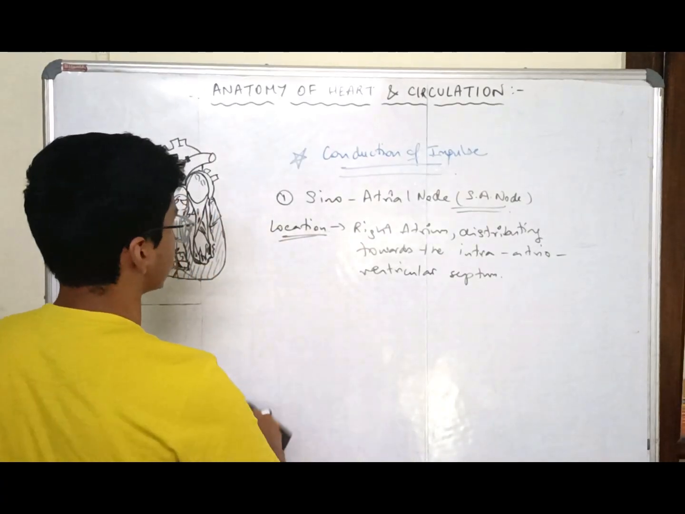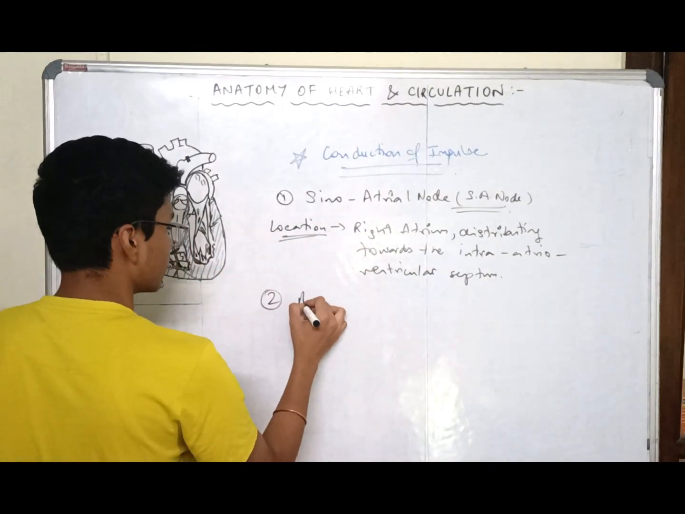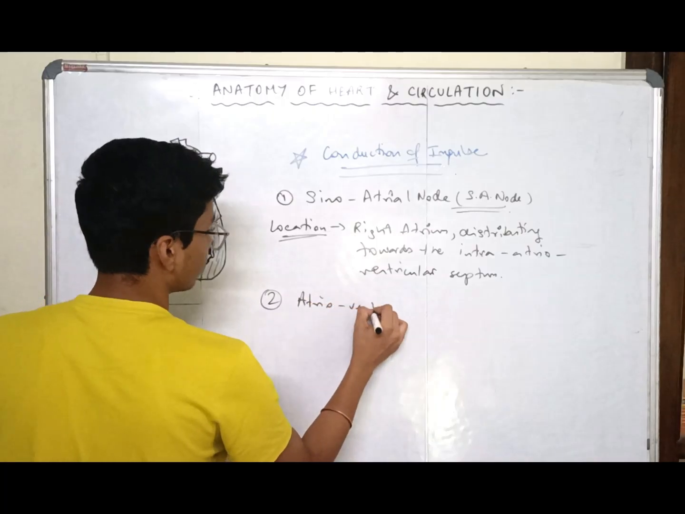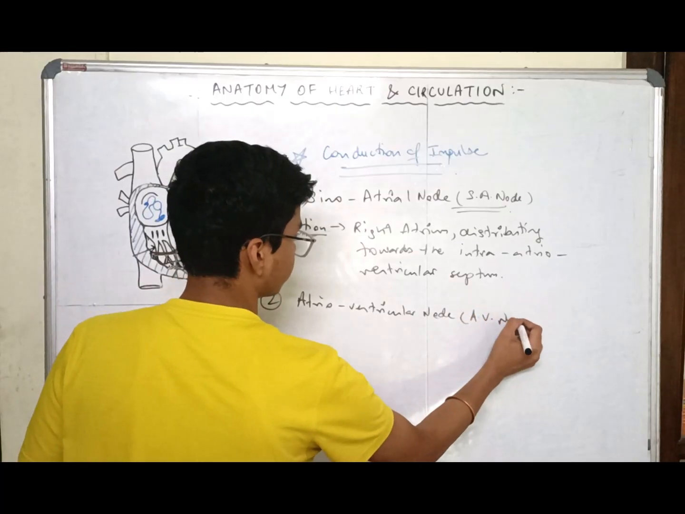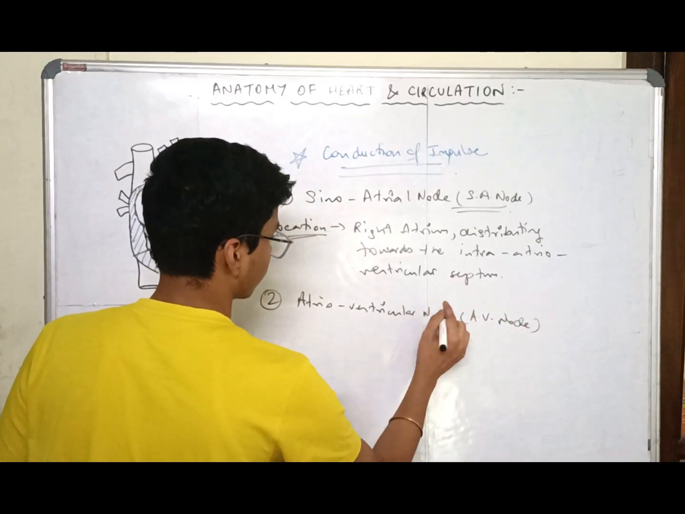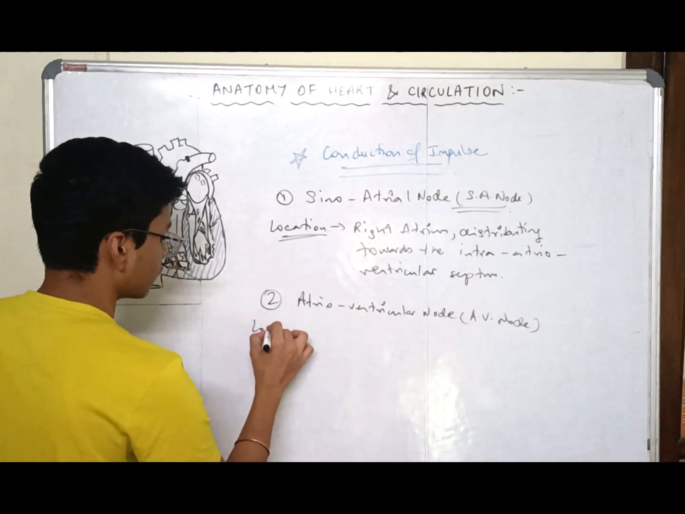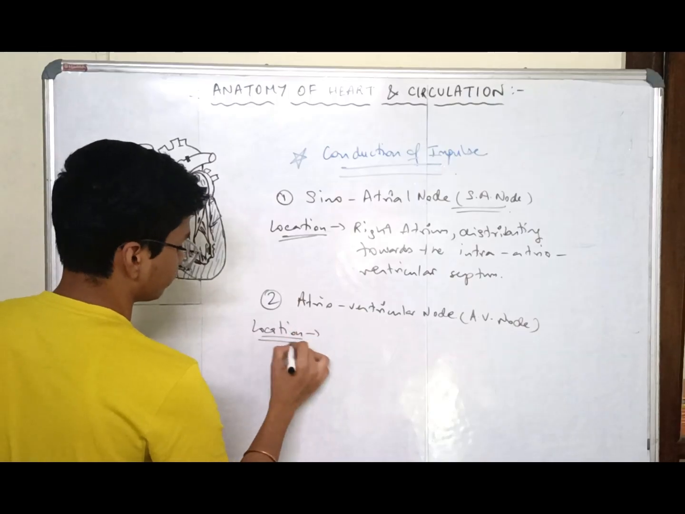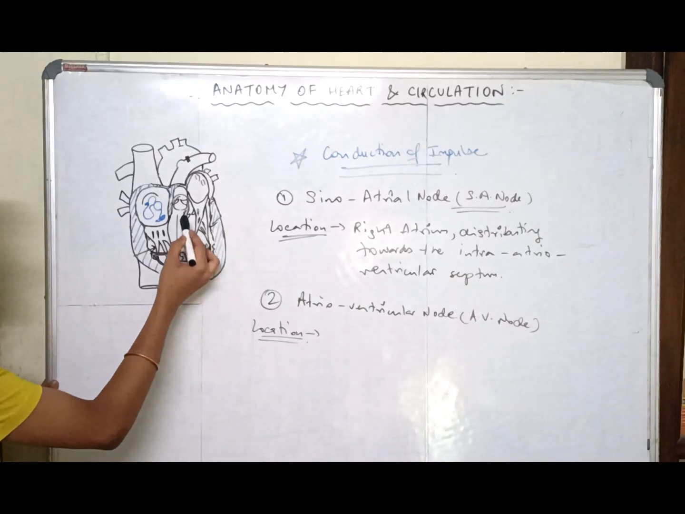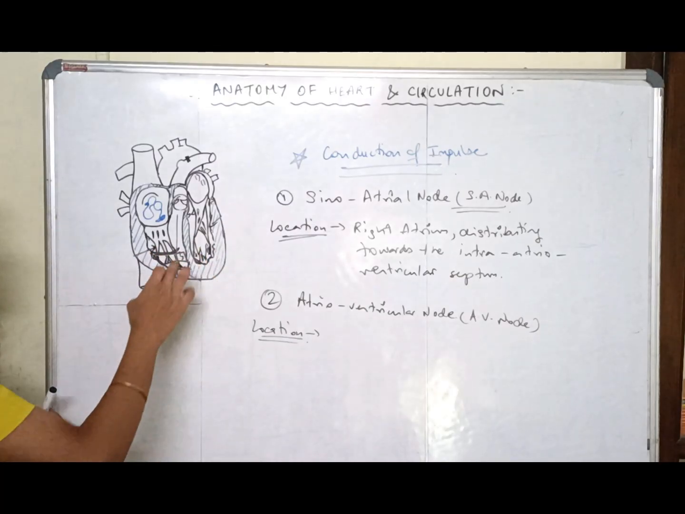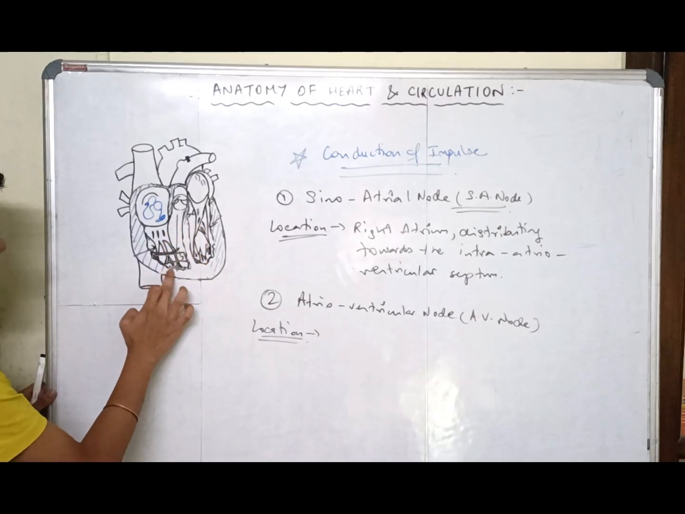The next node that is responsible for the conduction of the nerve impulse is the second node, the atrioventricular node, or the AV node. Now this is located like a branch. It is more like a branch. As I told you, this highlighted blue shaded region is the septum, but just to give you a brief idea about the location, I will be drawing this out.